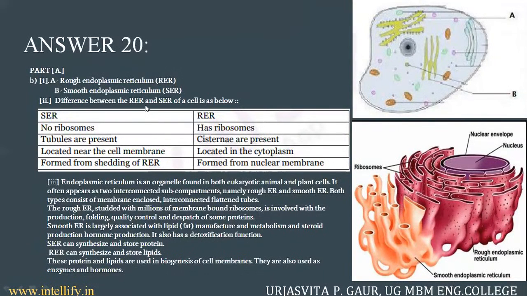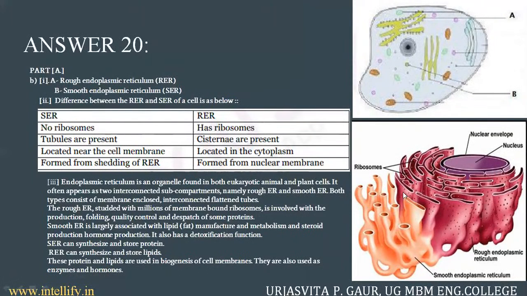The difference between RER and SER, that is the rough endoplasmic reticulum and the smooth endoplasmic reticulum of a cell, is as below. Now, the smooth endoplasmic reticulums have no ribosomes, whereas the rough ones have ribosomes. Tubules are present in smooth ERs, whereas cisterns are present in the rough ERs. The smooth ERs are located near the cell membrane, and the rough ERs are located in the cytoplasm. And finally, the smooth ERs are formed from shedding of the rough ERs, whereas the rough ERs are formed by the nuclear membrane.